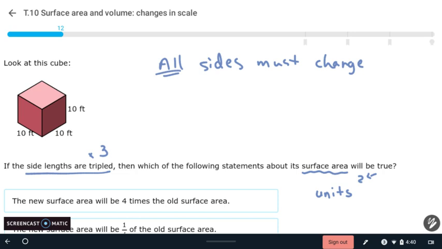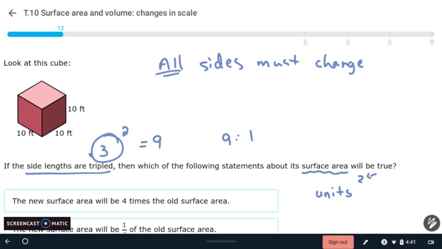And that squared is going to play a big part, because if the area is being squared and all the sides are changing, what we can do is come over to the factor that they're changing by. So here it's changing by 3, and we're going to square that. So 3 squared is 9. And so our new surface area is going to be 9 to the original 1. So if you were writing it as a ratio, it would be 9 to 1.